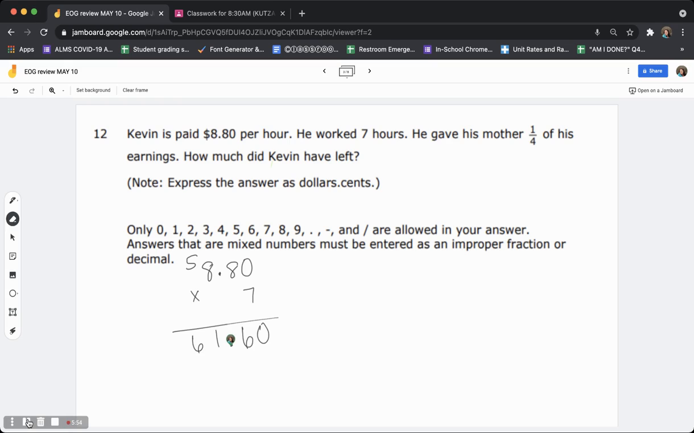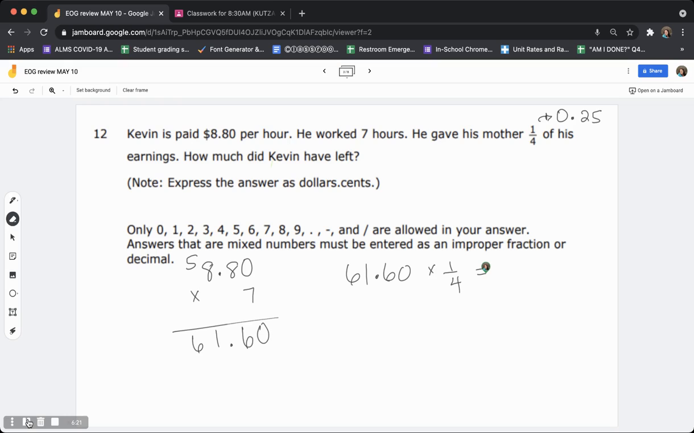So Kevin earns $61.60. Then he gives his mother 1/4 of this. There's a couple different ways we can do this. We can take 6160 and multiply it by 1/4 like we did in the last examples. If you know that 1/4 as a decimal is 0.25, then you could multiply it by 0.25. Or we can just divide it by 4.